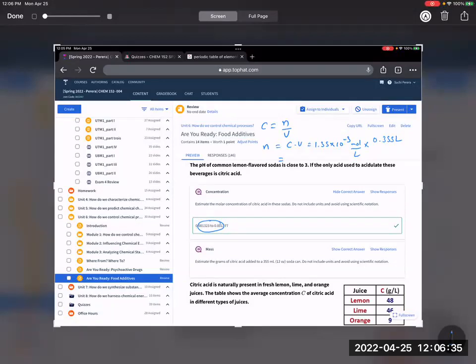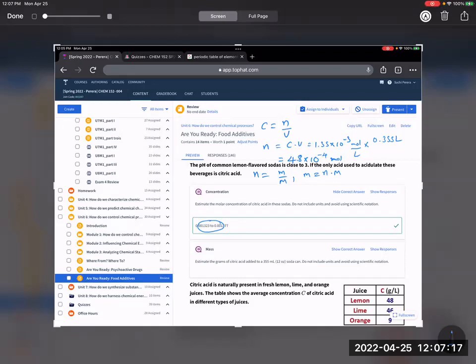Okay, and if you do that, you're going to get 4.8 times 10 to the power of minus 4 moles. Then we know the number of moles is equal to mass divided by the molar mass. Therefore, mass is equal to number of moles times the molar mass of citric acid, and we need to find the citric acid molar mass in a second.